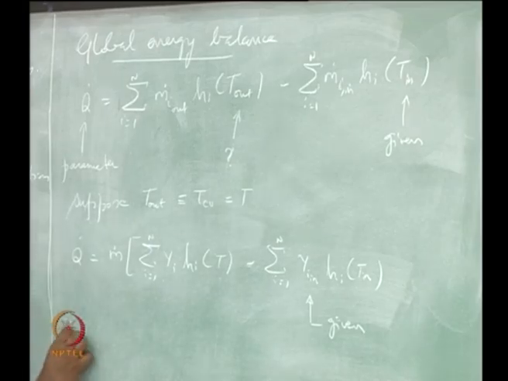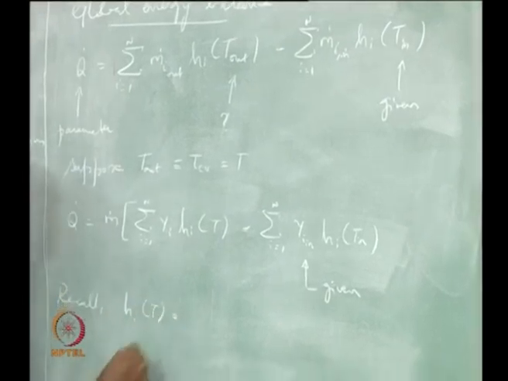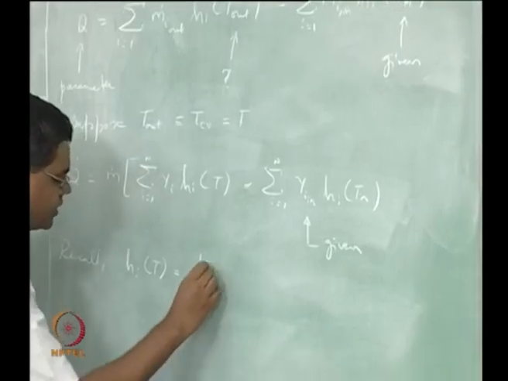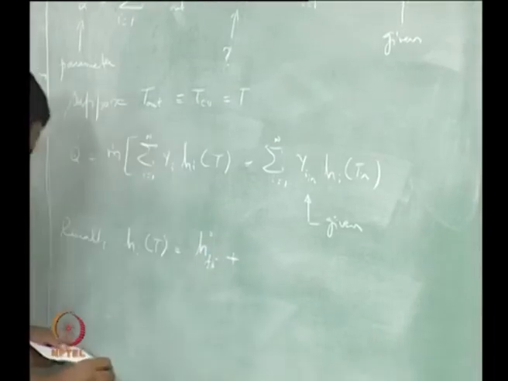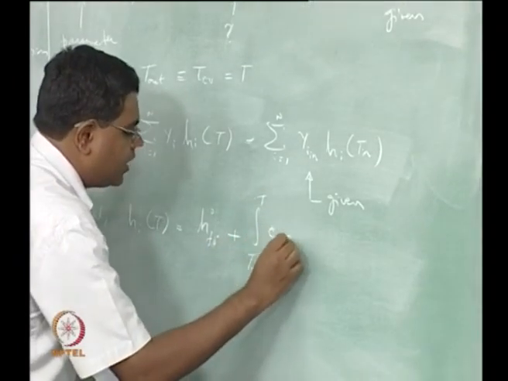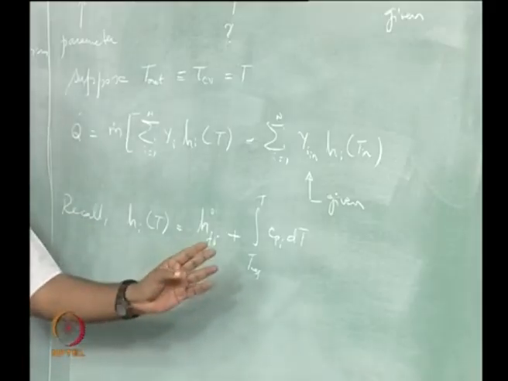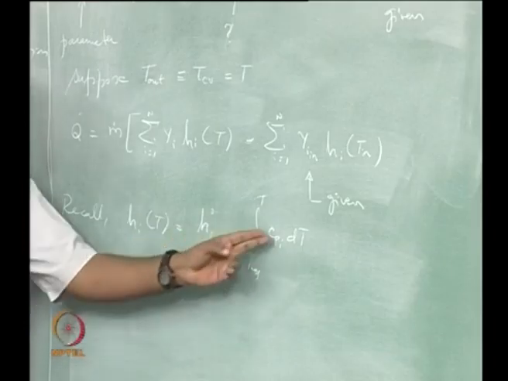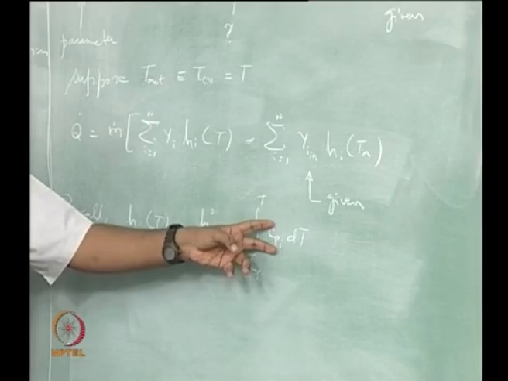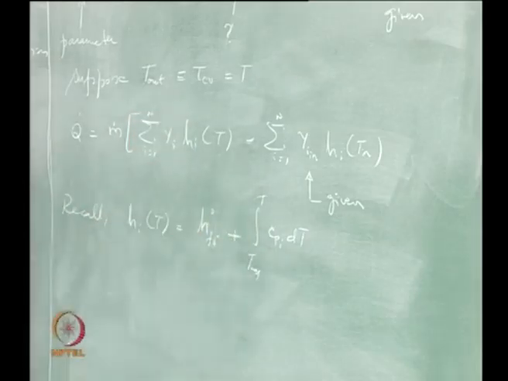And recall hi of T is equal to hf naught i plus integral from T ref to T of small cpi dT. Okay, so we are writing everything in small. It's small h here, small h here, small cp. Okay, this is because this is on a mass basis. The capital CP that we wrote earlier for the fixed mass reactors is on a molar basis.